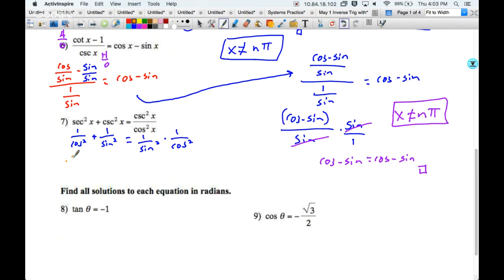So I multiply that first fraction by sine squared over sine squared. The second fraction by cosine squared over cosine squared. These are both forms of 1. And I'm going to combine this side. What's this going to look like?